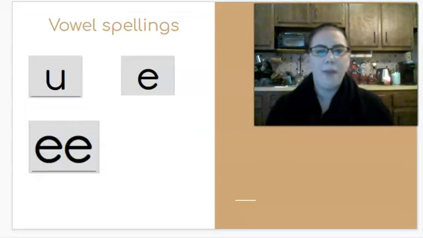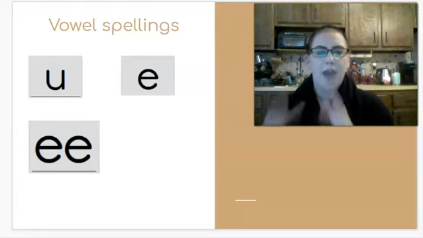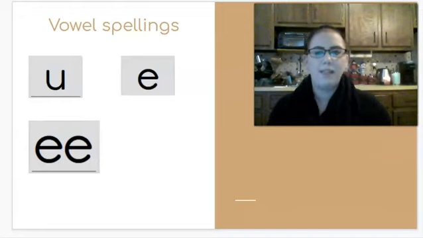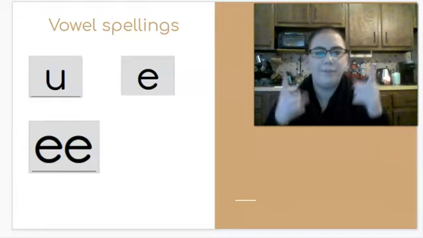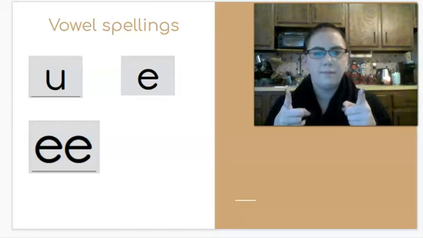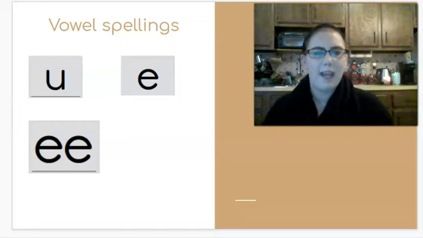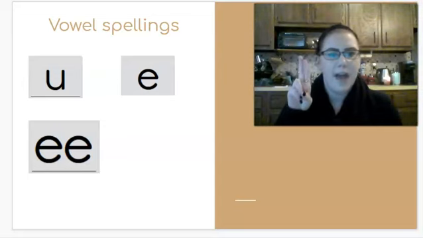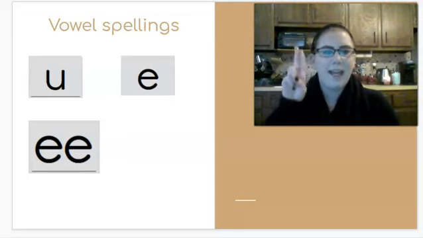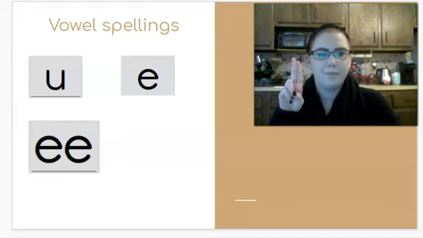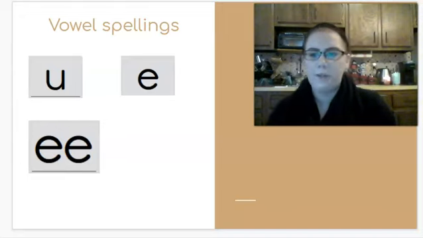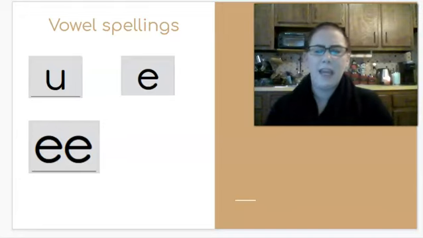We've got one more magic E sound. When we have U consonant E, we say U. And for the E, if there's two E's together, they say E. These are all vowel teams. They work together to say one sound, even though there's two vowels making the sound.